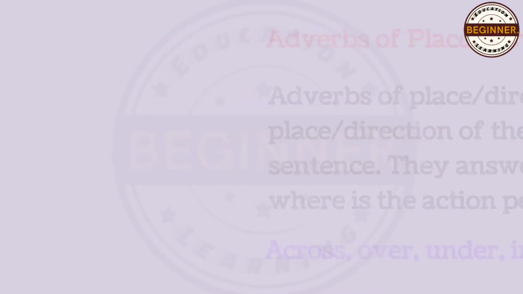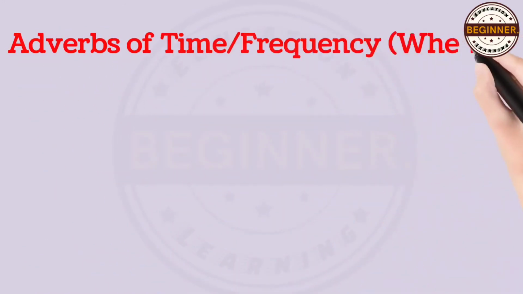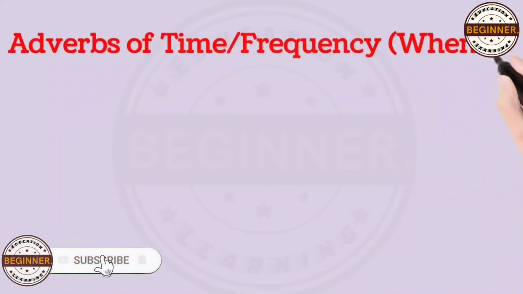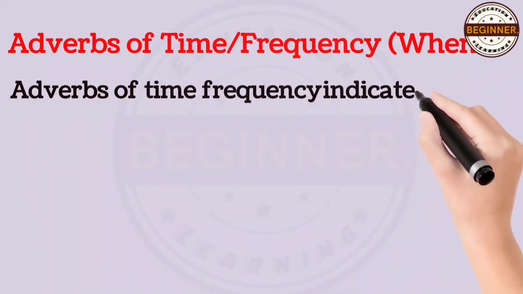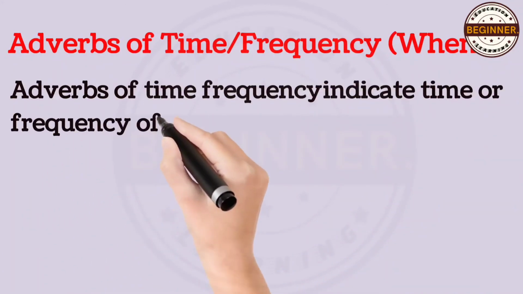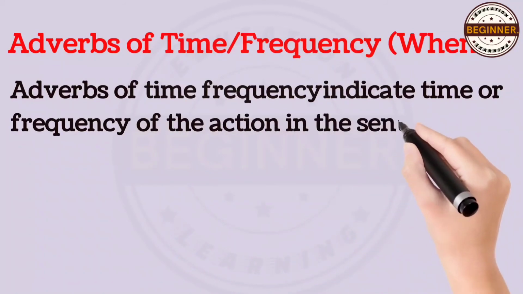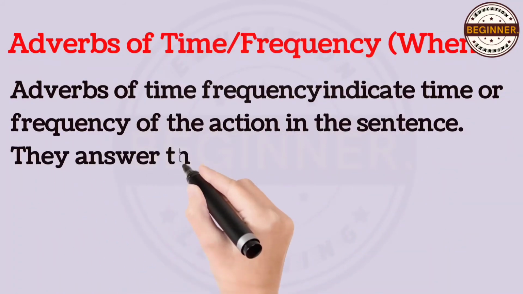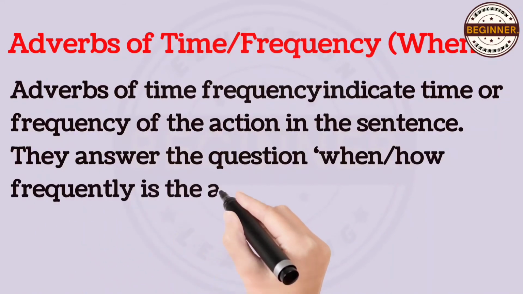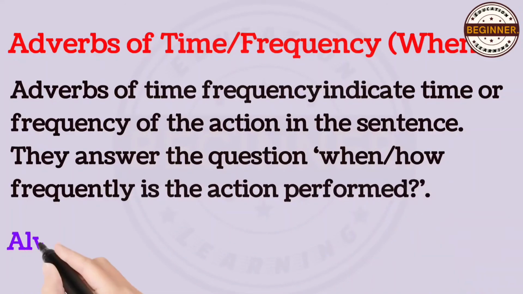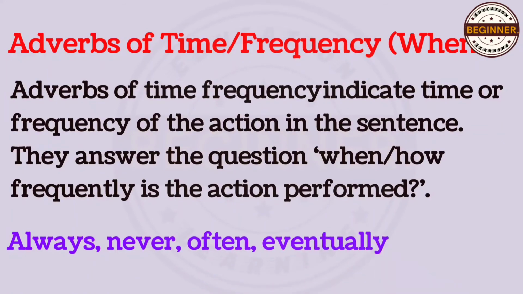Adverb of time or adverb of frequency, that answers when. Adverbs of time or frequency indicate time or frequency of the action in the sentence. They answer the question, when, how frequently is the action performed. Examples are always, never, often, eventually, now, frequently, etc.